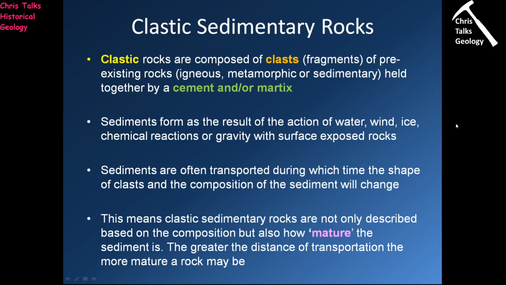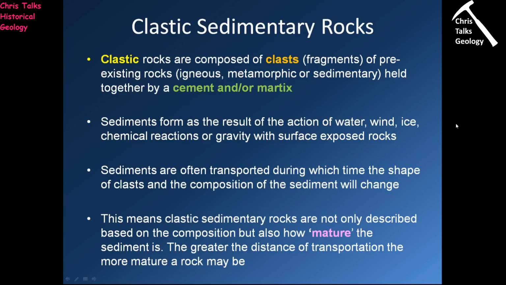Typically a mature clastic sediment will be transported for very, very long distances. That means the clasts are going to have lots and lots of time to be reworked. So the sediment you get is a reflection of that long transport time, but it also tells you the sediment and the rock that formed from it was deposited a very long way from the sediment source.